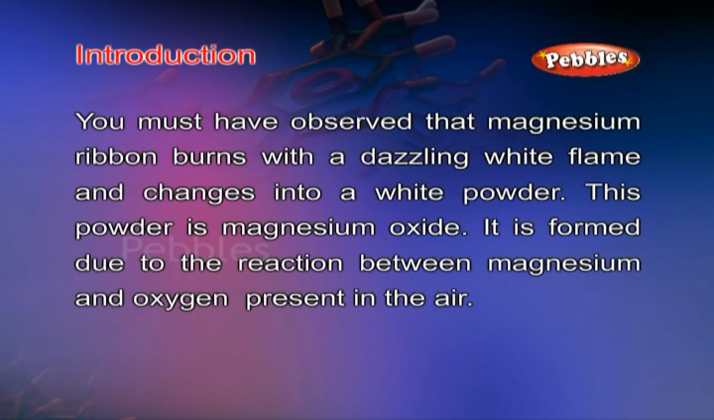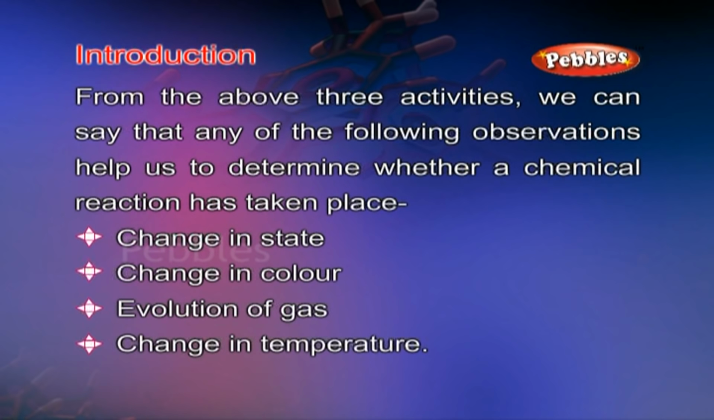You must have observed that magnesium ribbon burns with a dazzling white flame and changes into a white powder. This powder is magnesium oxide. It is formed due to the reaction between magnesium and oxygen present in the air. From the above three activities, we can say that any of the following observations helps us to determine whether a chemical reaction has taken place. Change in state, change in color, evolution of a gas, change in temperature.